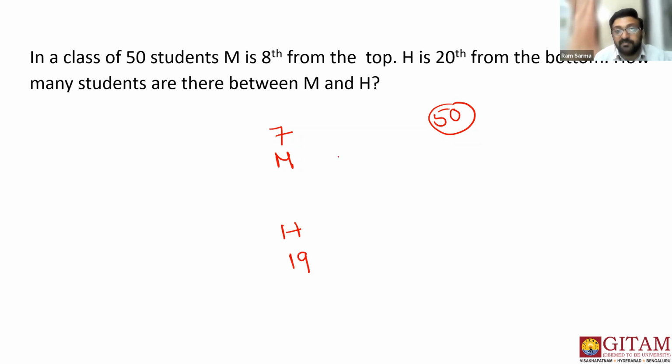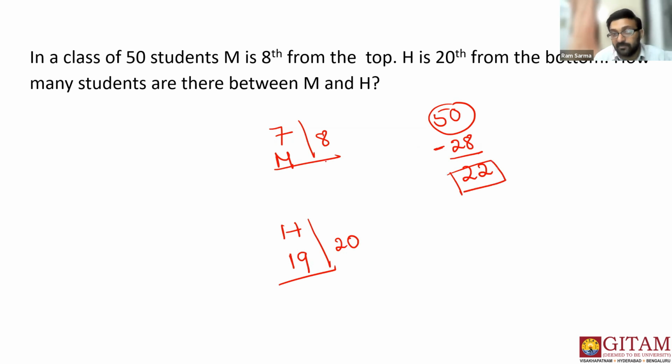Among the given 50, you are done with 8 members here. And here you are done with 20 members. So among the given 50, we are done with 28 members in total. So you are left with 22. So where should these 22 members be present now? That's obvious. They should be between M and H. So there are 22 members present between M and H.